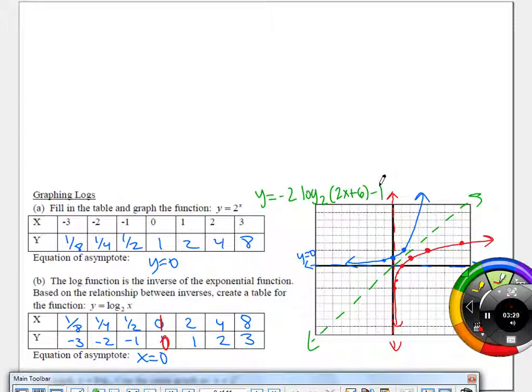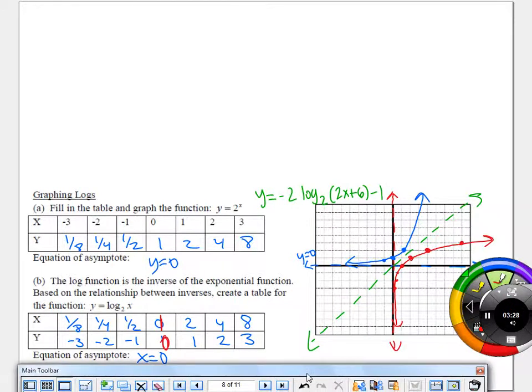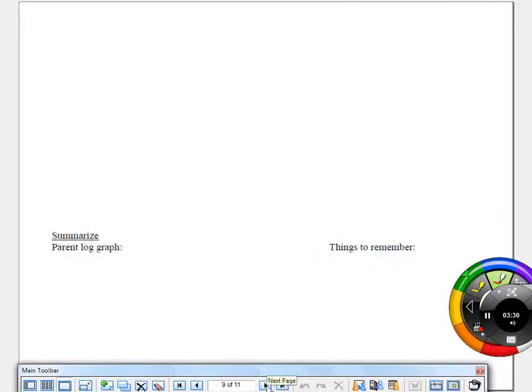Our goal when you leave class today is to have a decent understanding of what you expect to see on the video notes for the parent functions. So we're going to summarize some things for ourselves that we expect to see each time we graph one of these log parent functions. And then we'll talk a little bit about the transformations, and you'll see them tonight. So the parent log function is the log function without any transformations. So it looks like this. The base is not a transformation.